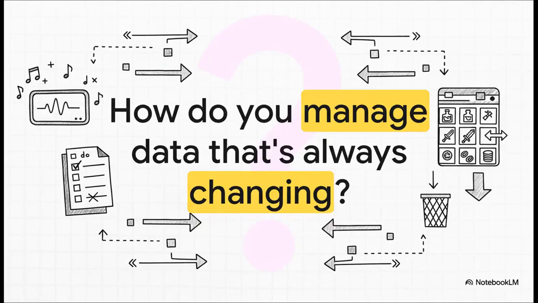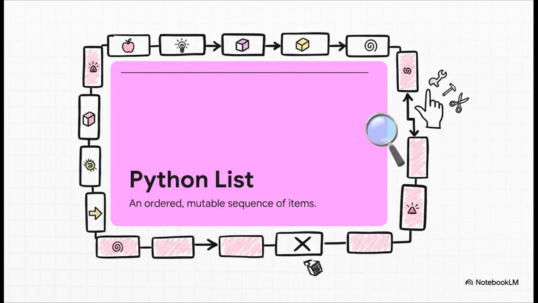So think about it for a second. How do you actually handle something like a music playlist you're constantly adding songs to? Or a to-do list where you're checking things off and adding new tasks? Or even a video game inventory where you're picking up and using items all the time? This is the exact problem we're going to solve today. Well, Python's answer is the list.